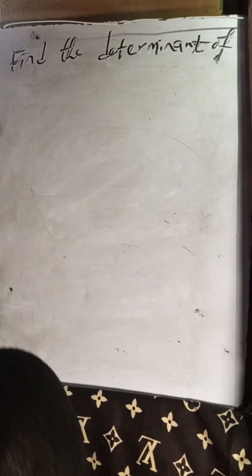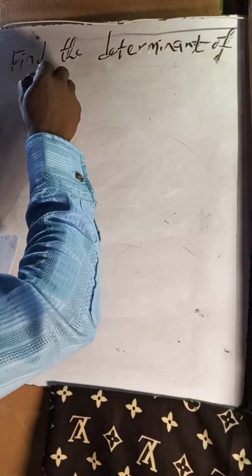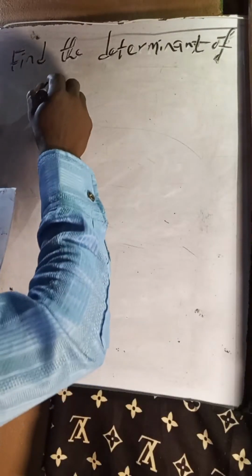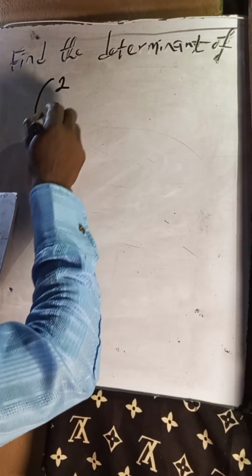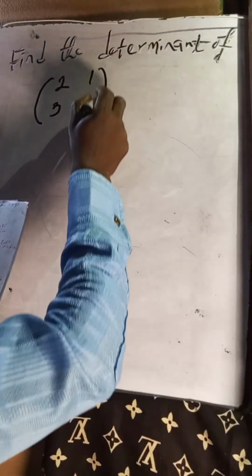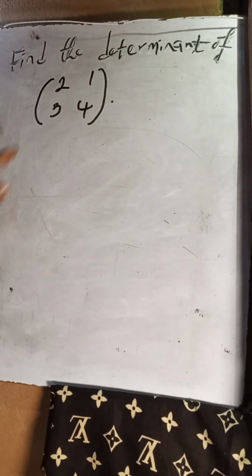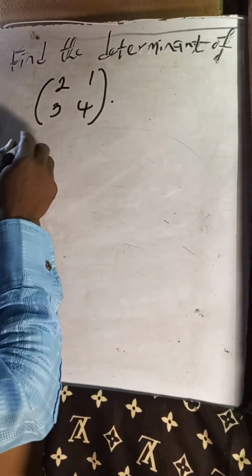We are given this matrix: 2, 3, 1, and 4. This is a very simple matrix. It's called a 2 by 2 matrix. So how do we find the determinant of this matrix?